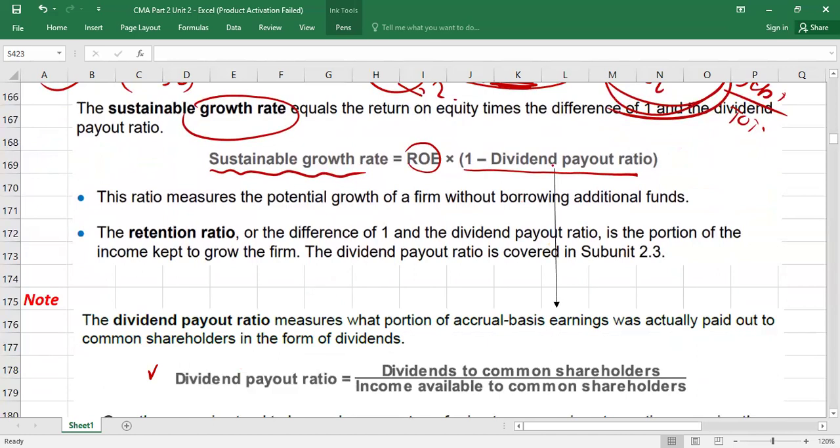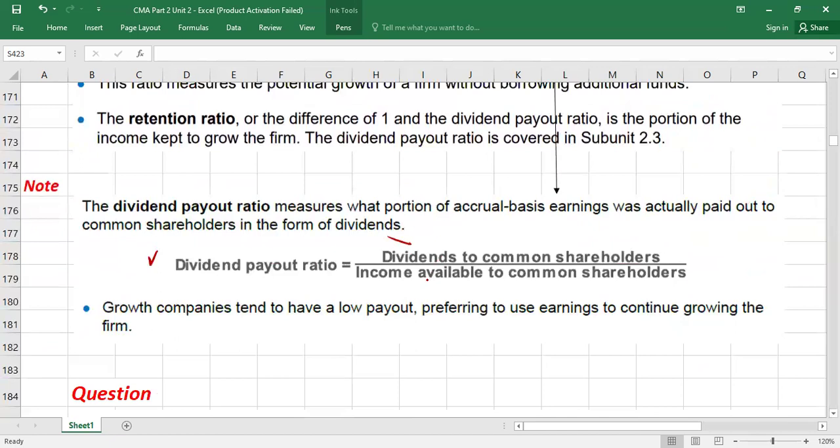Like the dividend payout ratio is calculated this way. We take dividends to common shareholders. We are not taking preferred dividend here. Only the dividend which you are paying to common shareholders, ordinary shareholders, not to the preferred. Divided by income available to common shareholders. But what is income available to common shareholders? Income available to common shareholders is always equal to net income minus preferred dividend. So net income minus preferred dividend is called income available to common shareholders. If you take the dividend to common shareholders divided by the profit which is for common shareholders, okay, so multiply by 100. So this will give you the dividend payout ratio.